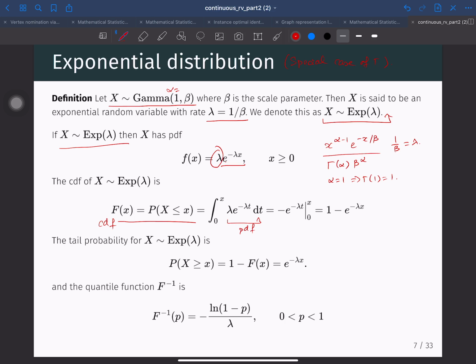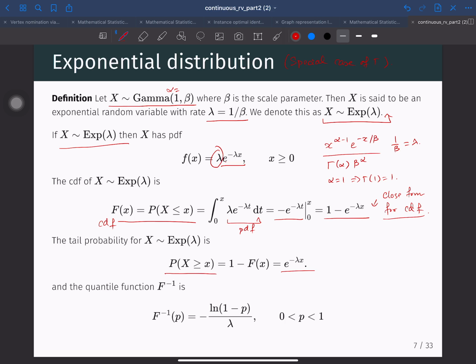And this integral turns out to be very simple, as you can check. So everything from 0 to x of this function, that's just 1 minus e to the minus lambda x. So we have a closed form for the CDF. As we see later, this is one of the few special cases of the gamma distribution with a closed form for the CDF. So using this fact, the tail probability, which is 1 minus the CDF, is now of the form e to the minus lambda x.